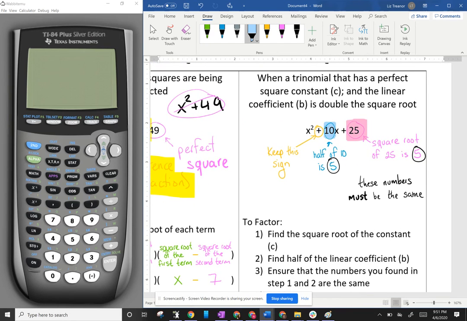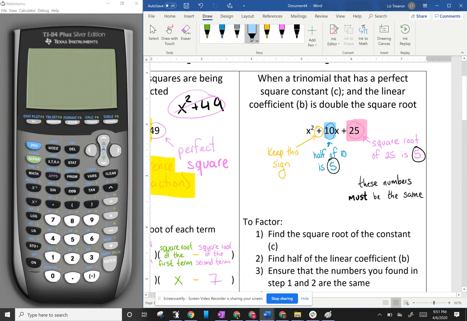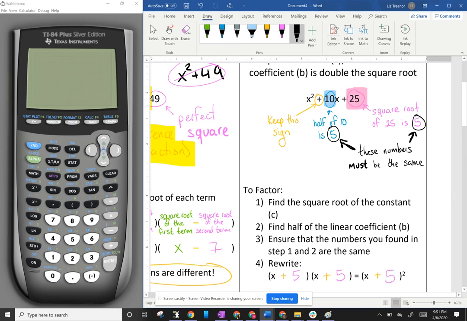Well, the square root of 25 is 5, and half of 10 is 5. These two numbers must be the same. And if that is true, then it's a perfect square trinomial. And to factor, we're going to find the square root of c. We're going to find half the linear coefficient. We're going to make sure those numbers are the same. And then we're going to rewrite it like you see in this example below.